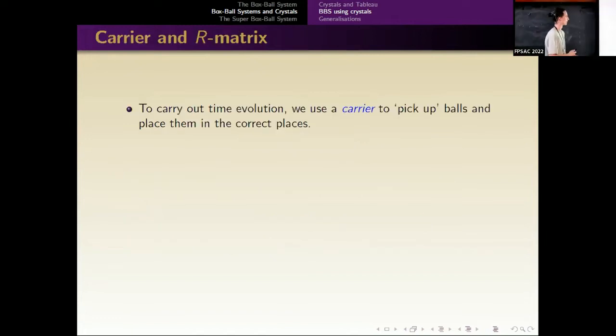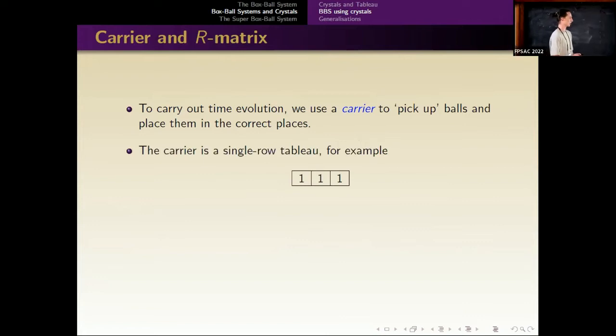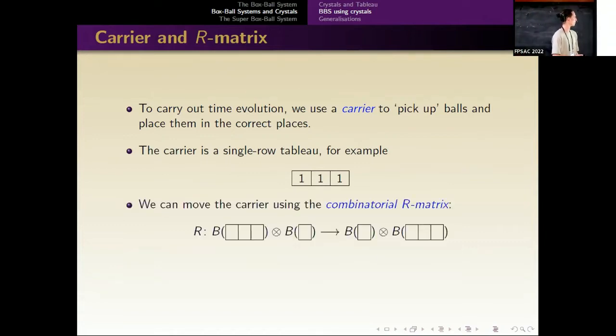We want to describe how we evolve the state over time, and we can do this by utilizing what's called a carrier. This carrier will pick up balls and place them in their correct places. We initialize the carrier as a single row tableau with the following entries. Then we move the carrier using what's called the combinatorial R matrix. This is a unique isomorphism between tensor products of crystals, and it effectively allows us to swap the place of tableau in a tensor product, which is very useful for us.